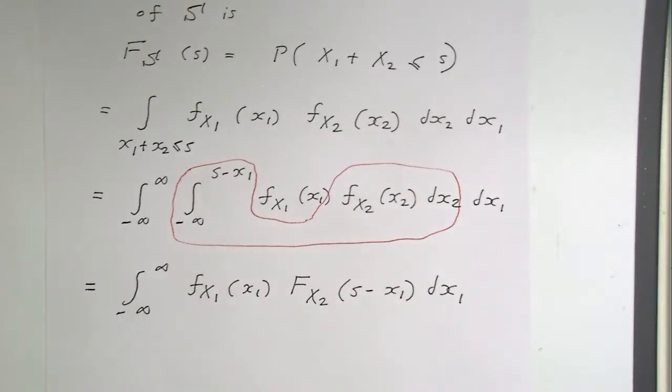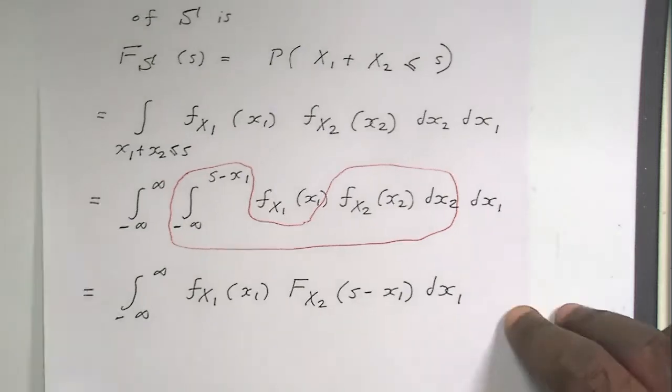Is that clear, guys? Or no? Because when you integrate, this is the PDF of x2, right? So you're integrating the PDF of x2 from minus infinity to this. So what you get is the CDF of x2 at s minus x1. Okay? Right?